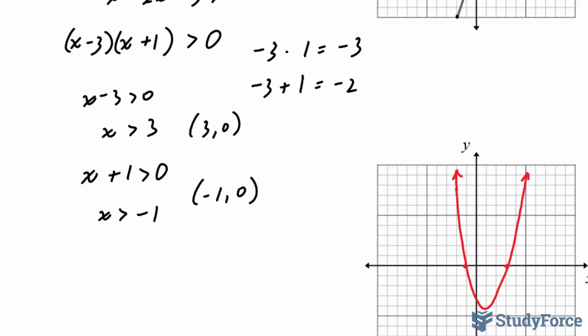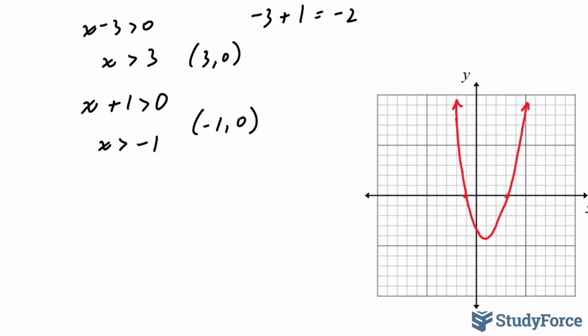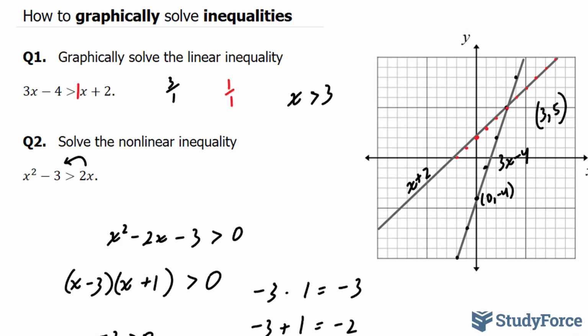But we know that the left side, look, it has to be greater than 0. And when is y greater than 0? It's greater than 0 going this way and going this way. This y-axis is greater than 0 after this point and after this point. Therefore, we can conclude that x must be less than negative 1 and x must be greater than 3. And there you have it. Two examples on how to graphically solve inequalities.